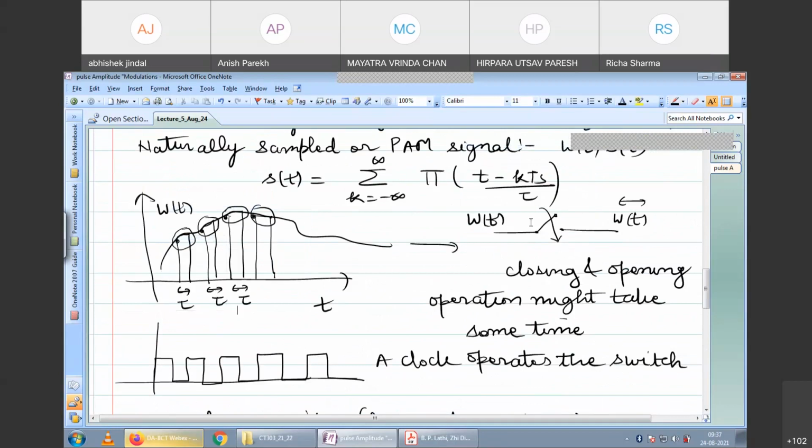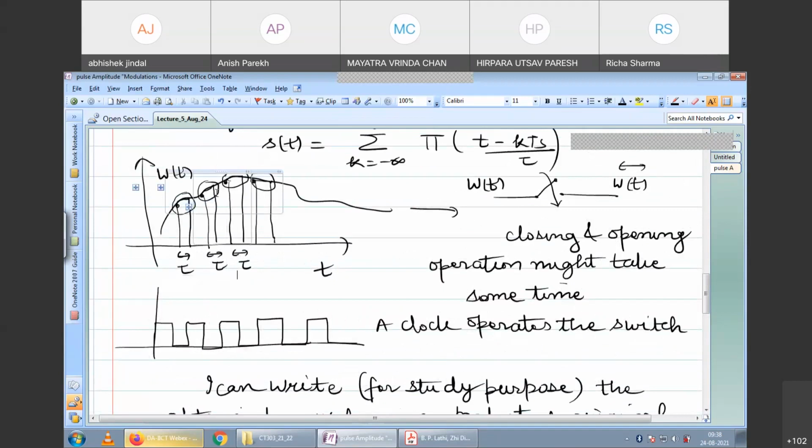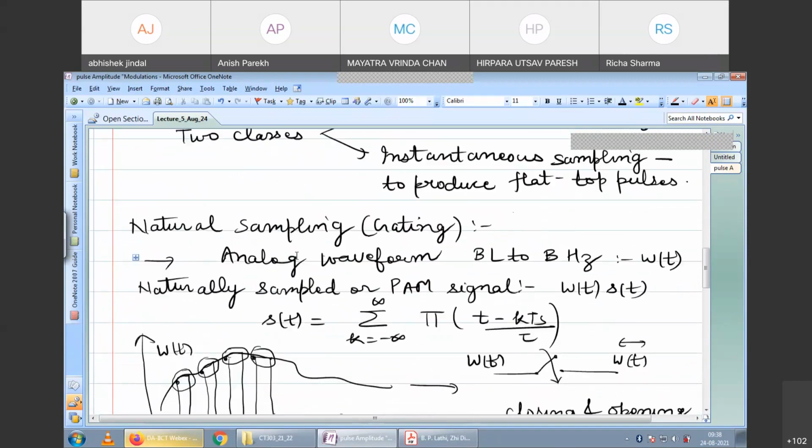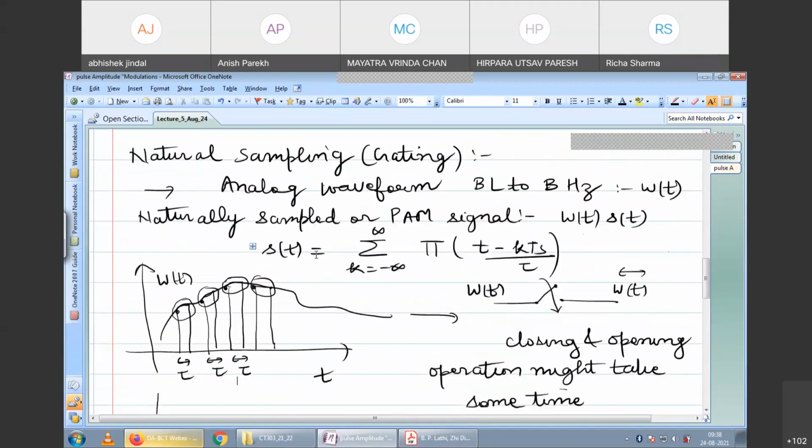Okay. Closing and opening operation takes the total tau. So in that time, you will get the shape of this. The height of this is nothing but the shape of the original signal. So that is the difference between natural sampling and instantaneous sampling. In instantaneous sampling, you will have flat top pulses. But in natural sampling, you are not having flat top pulses. You are having the exact shape of the signal.